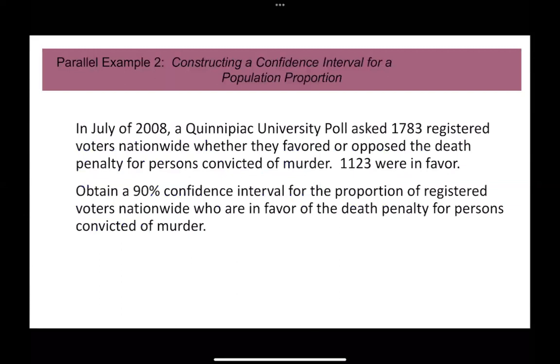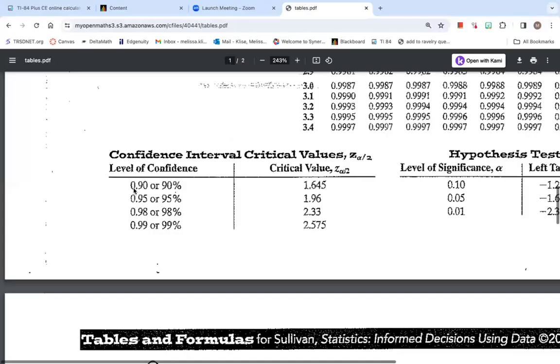Okay, let's actually map this out, and this will help. A July 2008 Quinnipiac poll asked 1,783 registered voters whether they favored or opposed the death penalty for persons convicted of murder. 1,123 were in favor. We're going to get a 90% confidence interval for the proportion of registered voters nationwide who are in favor of the death penalty for persons convicted of murder. Now, on our Z table, a 90% confidence interval gives us a critical value of 1.645. I'm going to show you on the calculator.